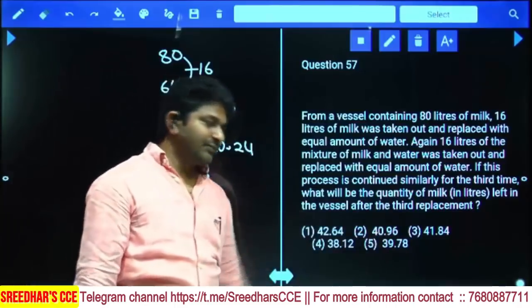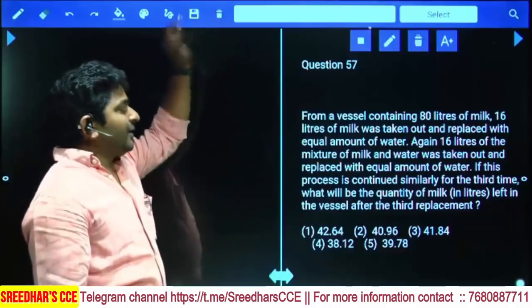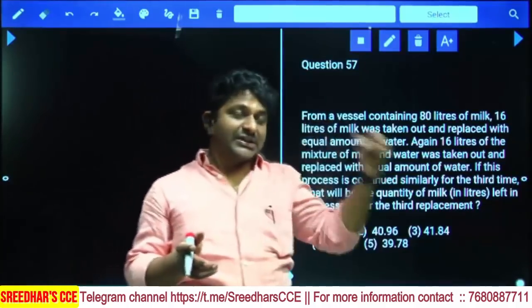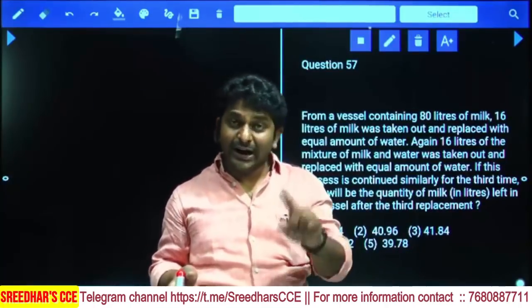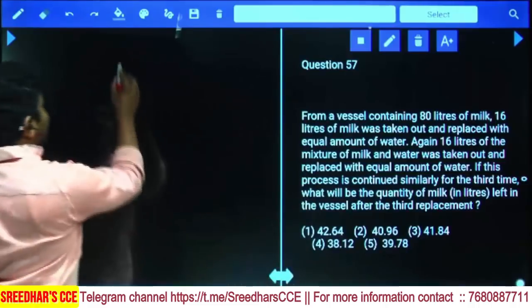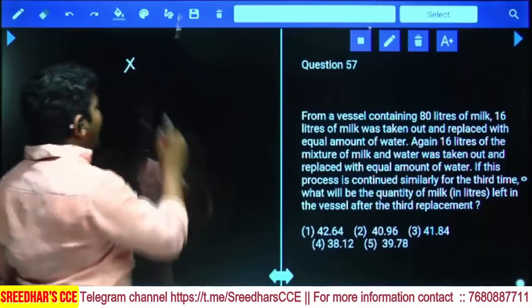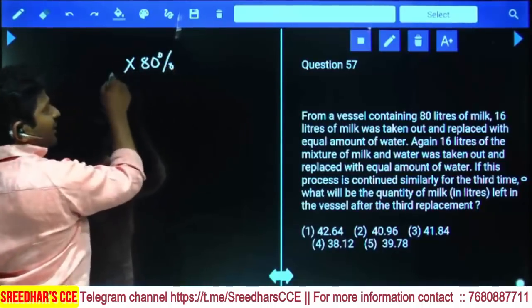40.96. This is 40.96, second option answer. This is one way. The other way is, now look at this. Out of 80 liters, when you are taking 16 liters out, which is equal to 20% out, what is the remaining quantity? 80%. So out of the initial milk quantity, once the process is done one time, you'll have 80% of the original milk quantity.